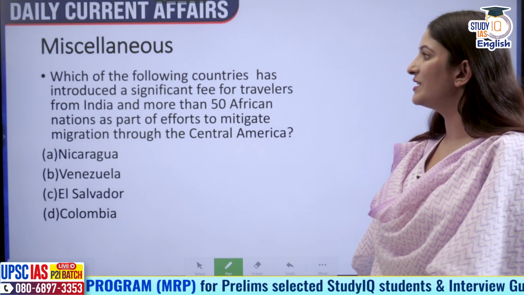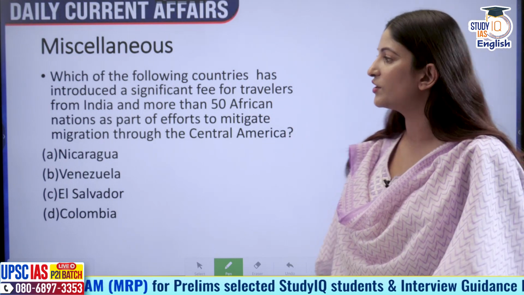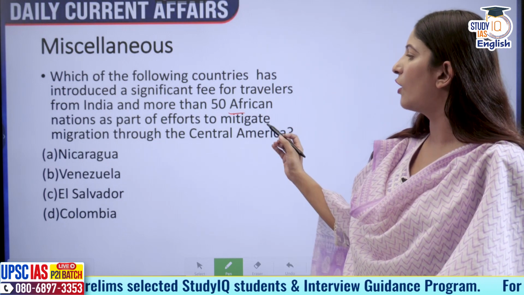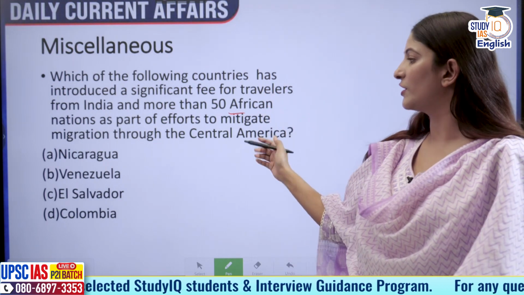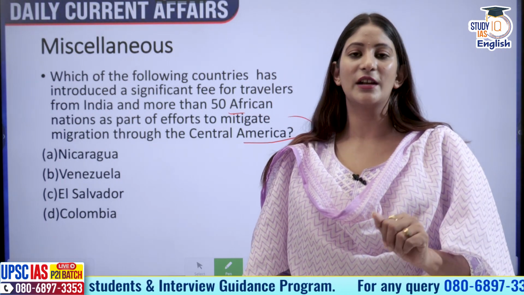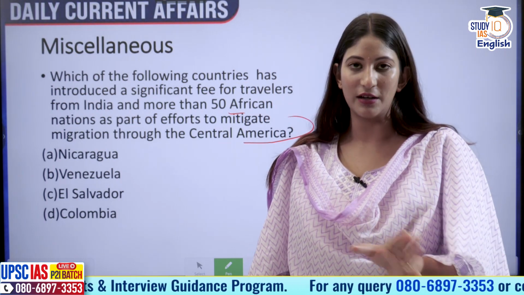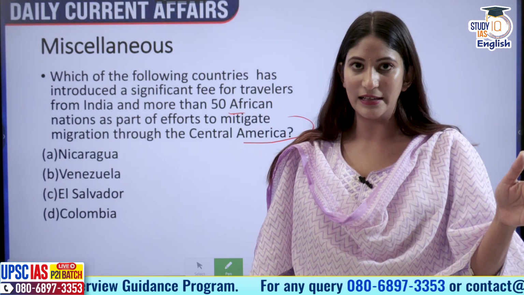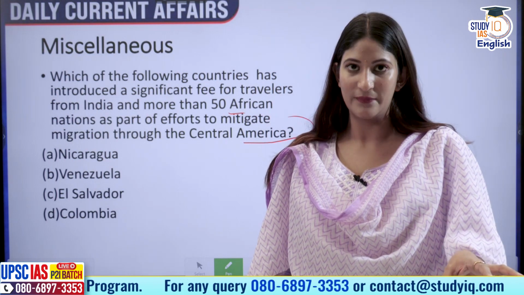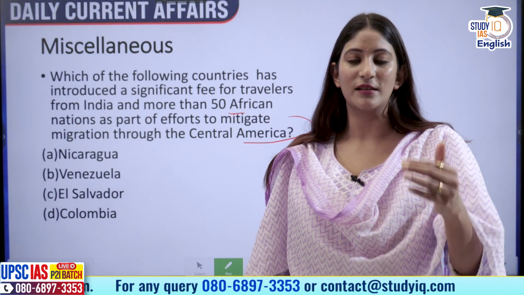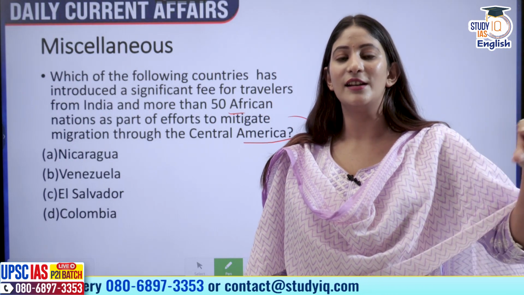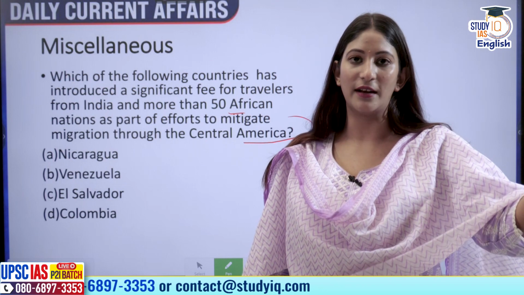Which of the following countries has introduced a significant fee for travelers from India and more than 50 African nations as part of efforts to mitigate migration through Central America? That means if one from Asia, specifically India, or these 50 African nations cannot travel directly to the USA under a visa, they will take other routes. And this is generally through Central America. First, they will fly to South America, and then they cross the Darien Gap and the entire region of Central America, and then Mexico, and finally the USA.